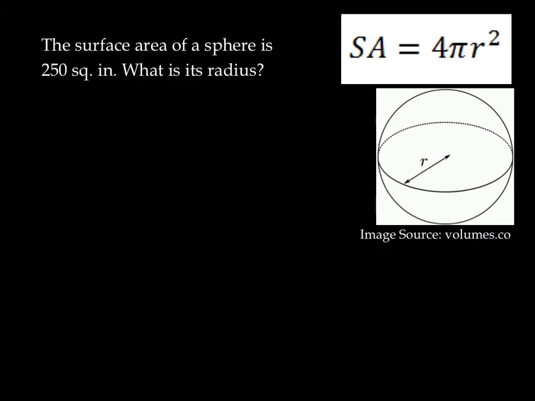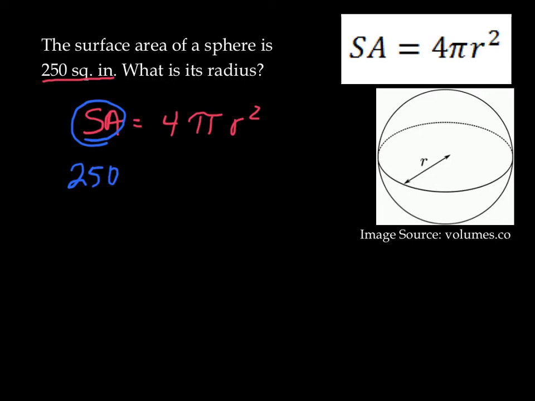Last problem is a backwards problem. In this case, we're given the following. The surface area of a sphere is 250 square inches. What is its radius? Okay, well, the formula tells us this. Surface area is 4 times pi times r squared. Well, we know the surface area, so we'll replace that. That's 250. So it's 250 equals 4 times pi times r squared.